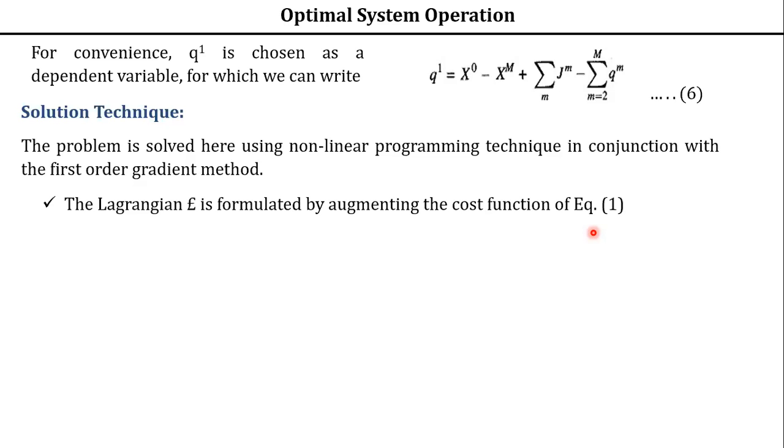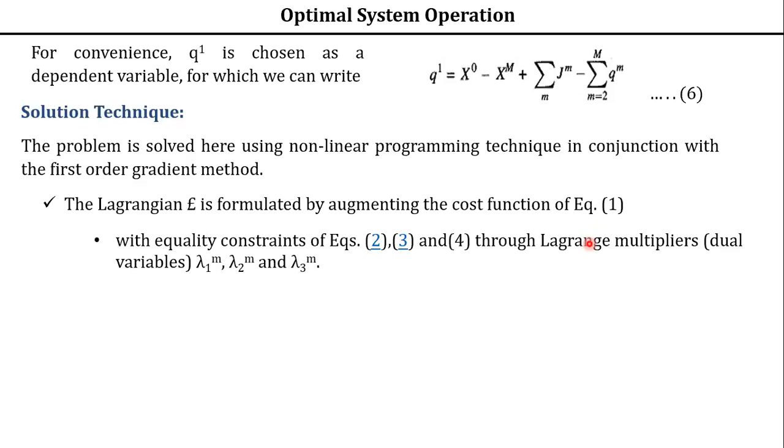So that is the Lagrangian L, with the equality constraints 2, 3, 4 handled through Lagrangian multipliers or dual variables lambda 1, lambda 2, lambda 3. Earlier we had lambda 1, lambda 2, lambda 3 without m. Now we are adding m because it is a discretized model.